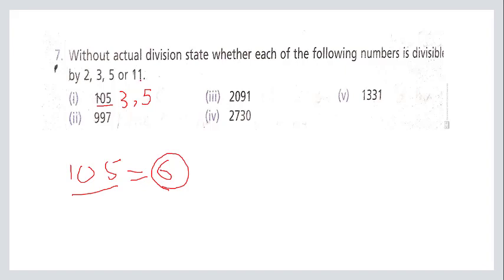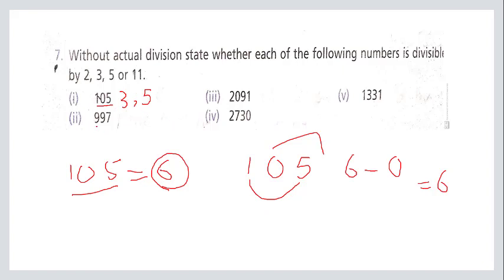Now to check for 11, we will write 105 and we will add alternate digits. With this 1, we will add 5. With this 0, there is no alternate digit, so it doesn't matter. 1 plus 5 is 6, and then minus 0 plus nothing. Here it's nothing, so we will just write 0. So 6 minus 0 is 6. Now this is neither 11 nor 0, therefore this 105 is not divisible by 11. So only 3 and 5 in the solution.